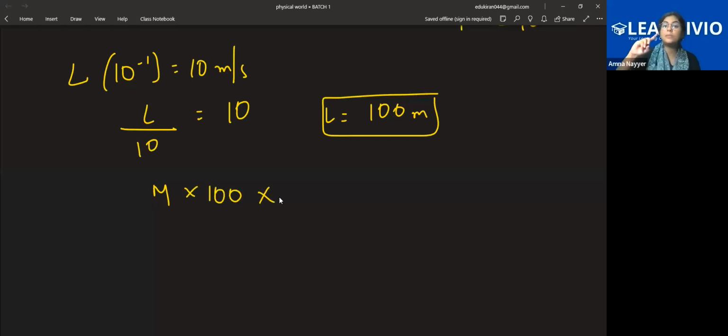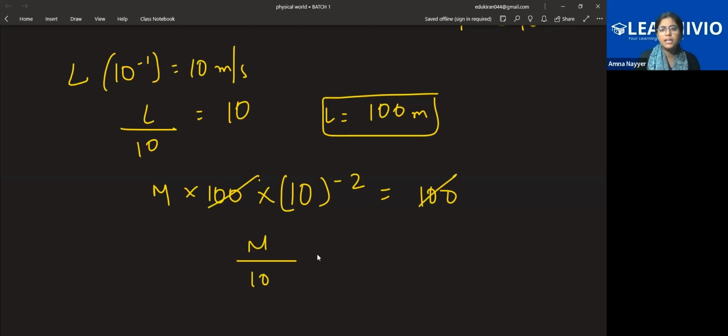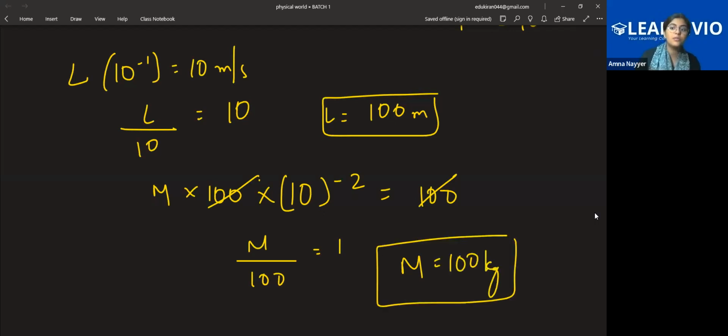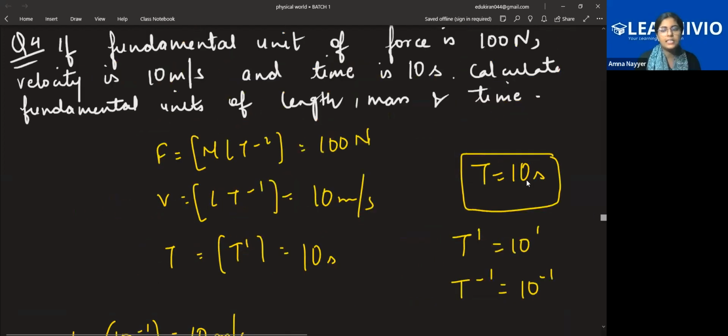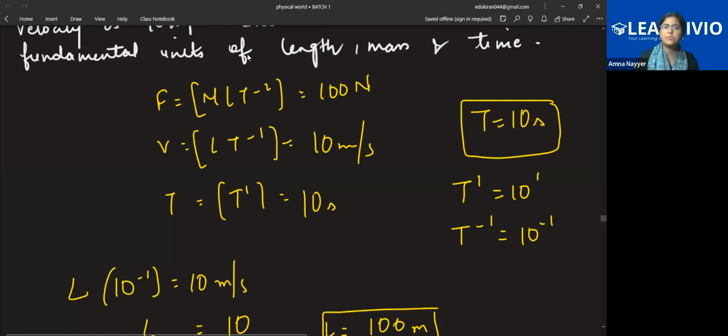Time is T to the power minus 2, right? That is 10 to the power minus 2, is equal to how much? This was given 100. So see, clearly this is 100. This 100 gets cancelled. M divided by 100 is 1. Mass is equal to 100 kg. So in our new system of units, mass is 100 kg, length is 100 meter, T is 10 seconds. That's it. This completes the chapter also.